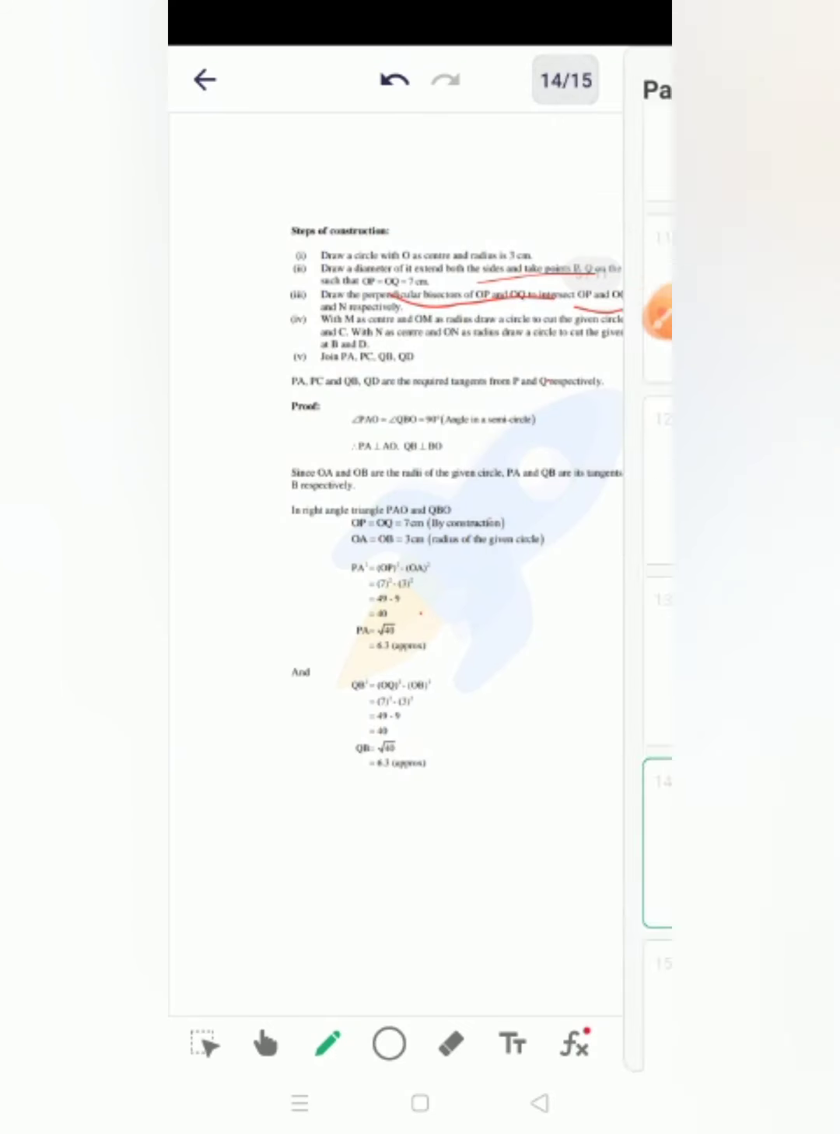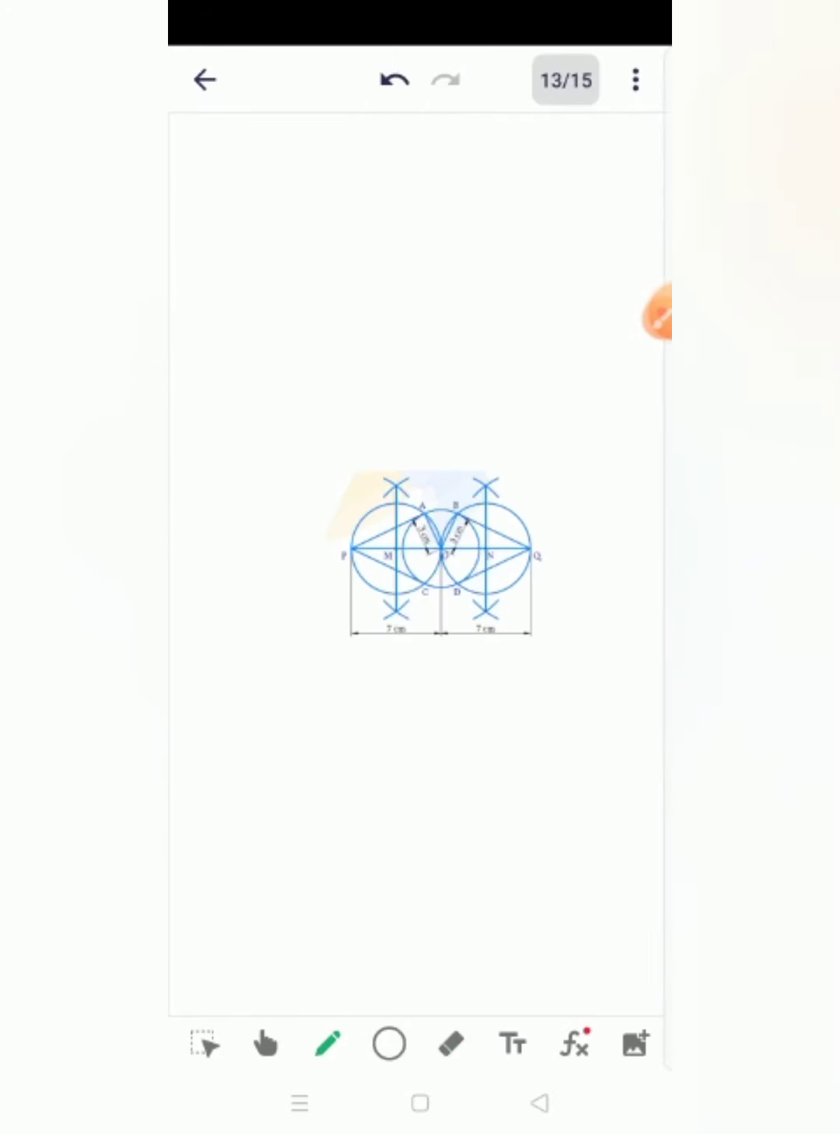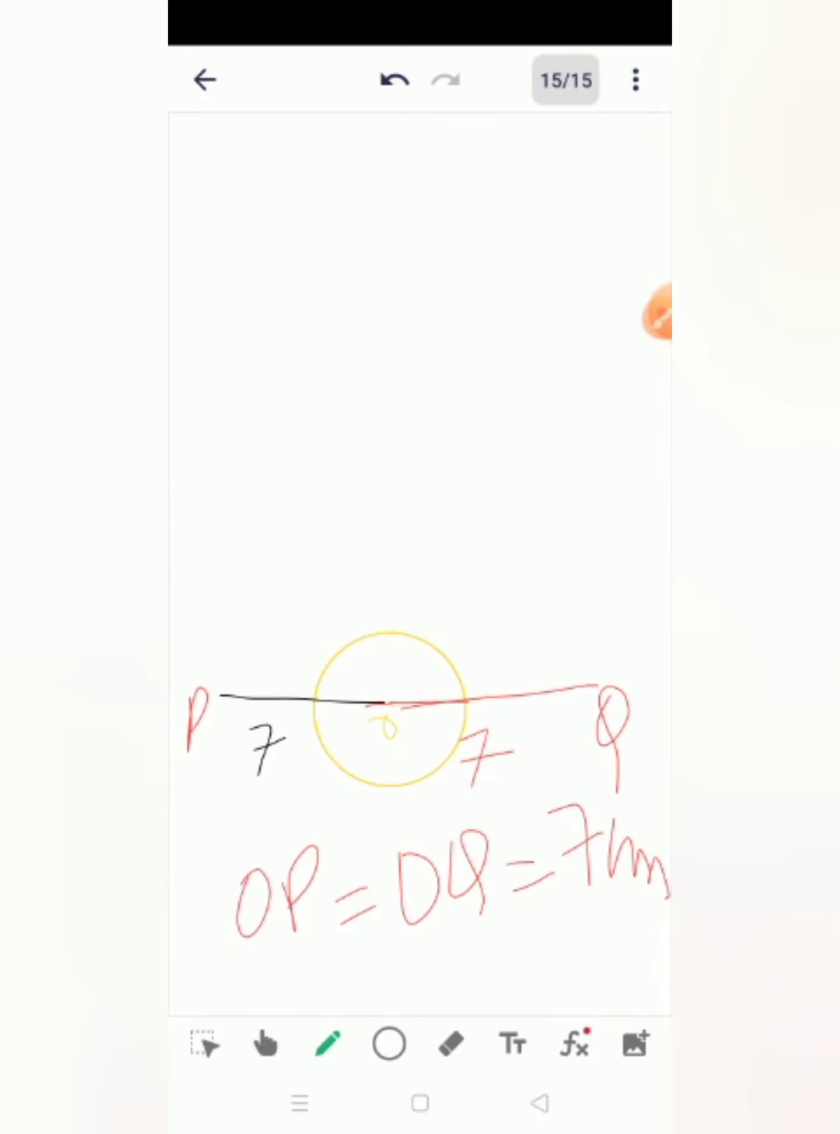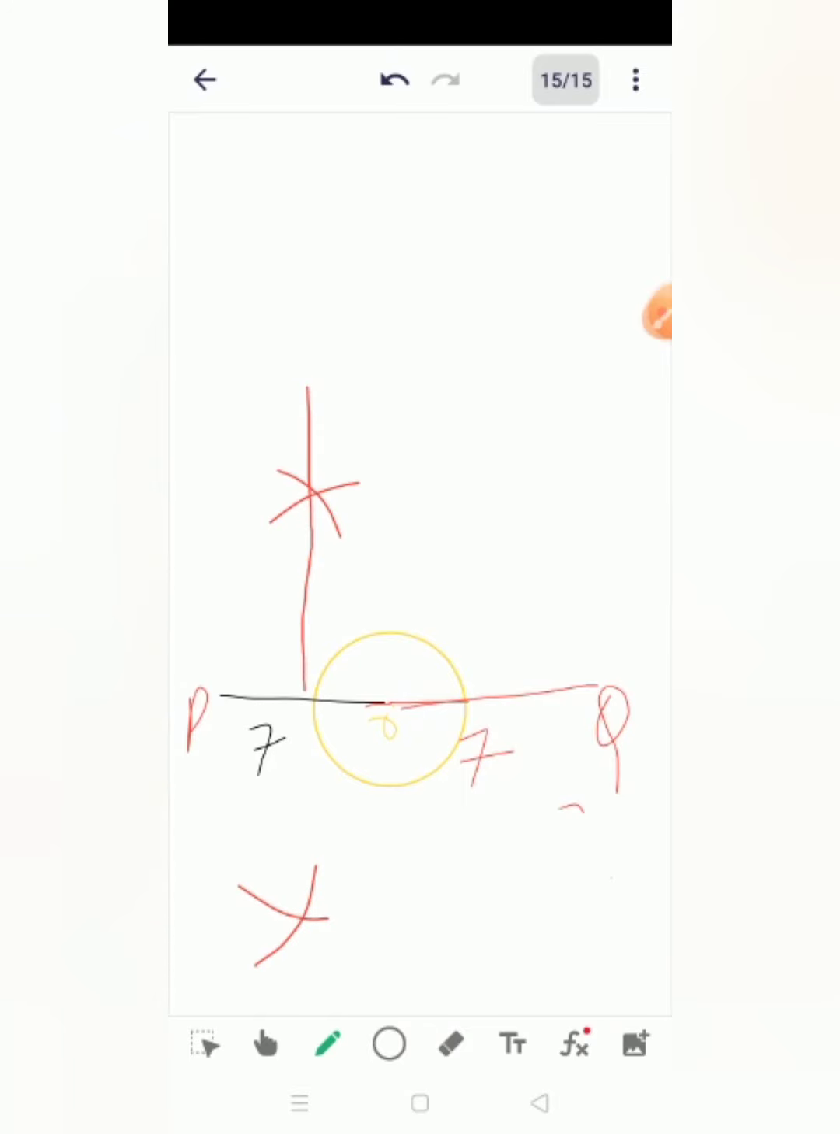Next step is to draw the perpendicular bisector. From O and P, you draw a perpendicular bisector so that it intersects OP at a certain point somewhere here like this. And here also, for O and Q you draw a perpendicular bisector so that it intersects OQ somewhere in the middle. It's not exactly the middle here, but you need to understand that it should be in the middle.